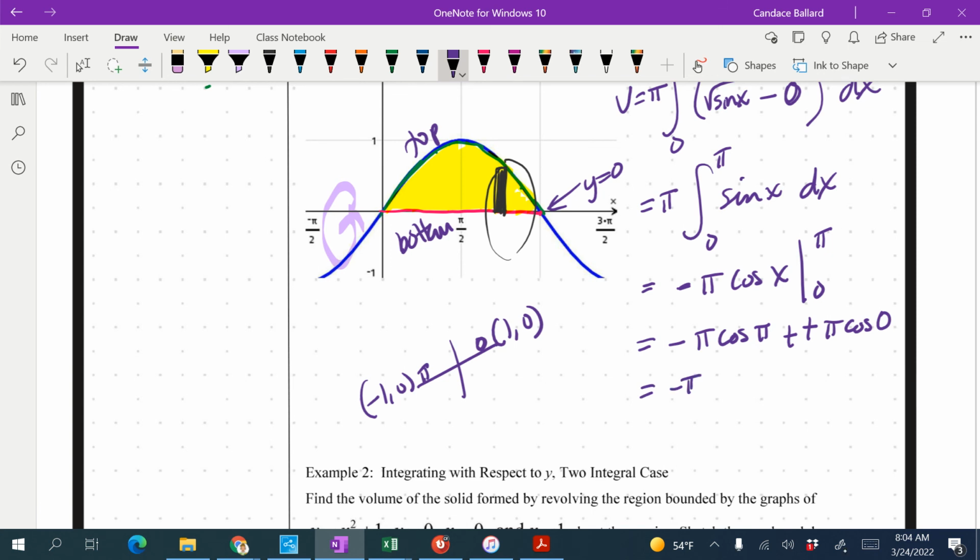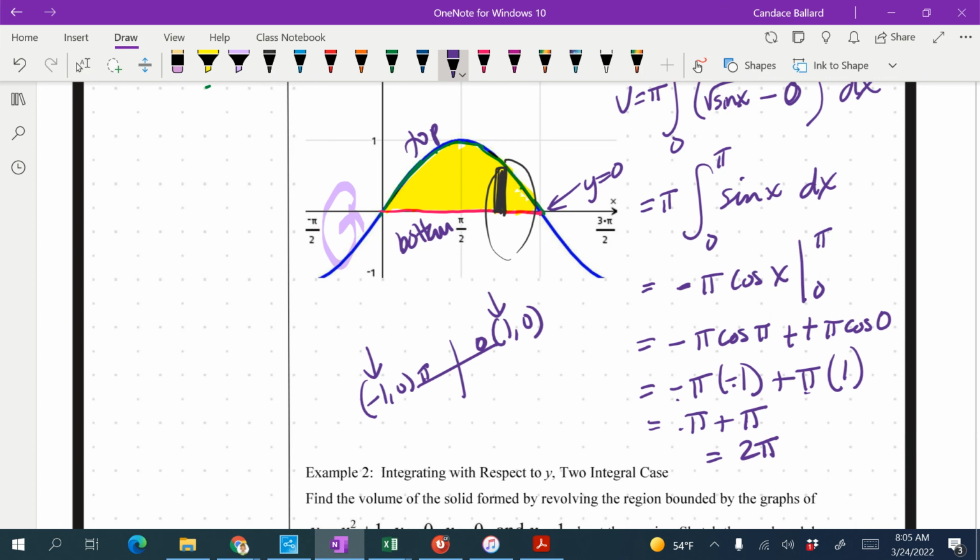Cosine of pi, cosine is the x value, so that's negative 1. That looks terrible, let me fix that. So we've got negative 1 plus pi. Cosine of 0, again, it's the x value, is 1. So let's see, negative pi times negative 1 would just be pi. Pi times 1 would be pi. 1 pi plus 1 pi would be 2 pi.